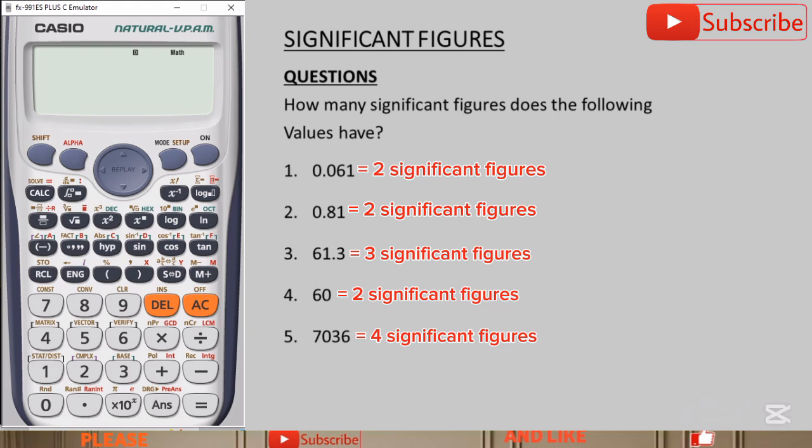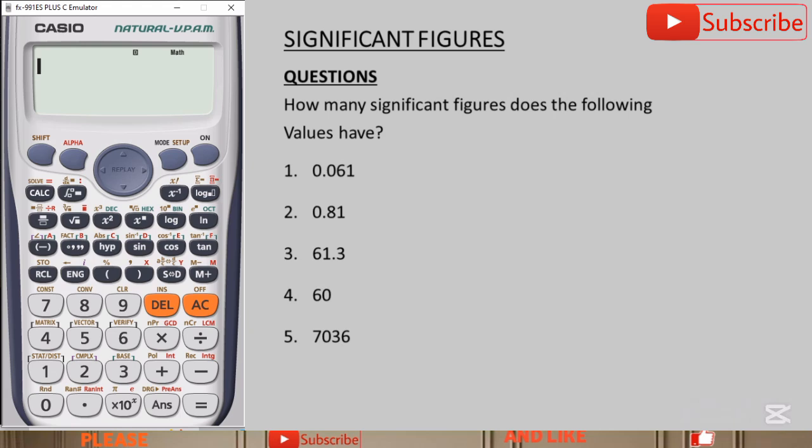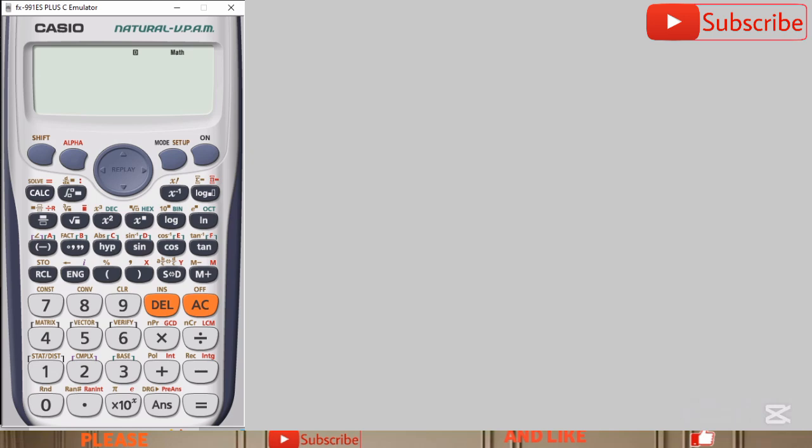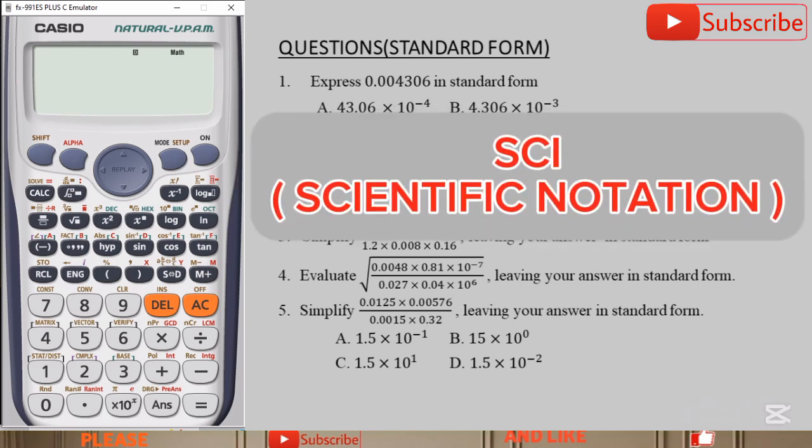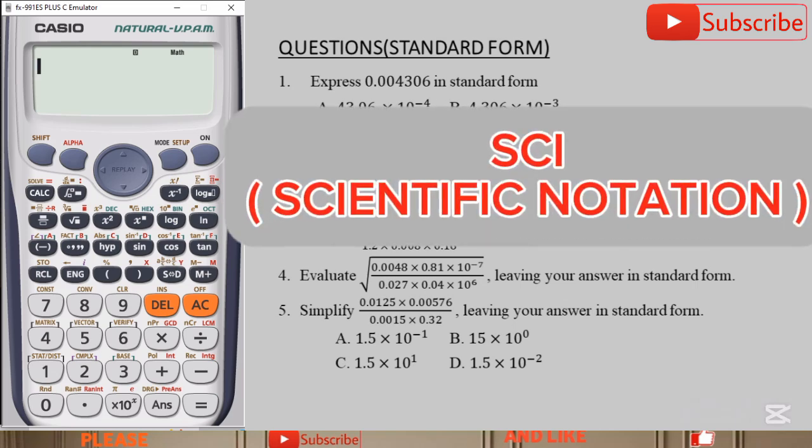I hope you have gotten a fair idea of what significant figures are. So now, let us move on to the main questions. These are the questions. For our first question, we have to express 0.004306 in standard form. In using the scientific calculator to express values in their standard form, we use a particular item in the setup menu known as SCI. SCI is an abbreviation for scientific notation.